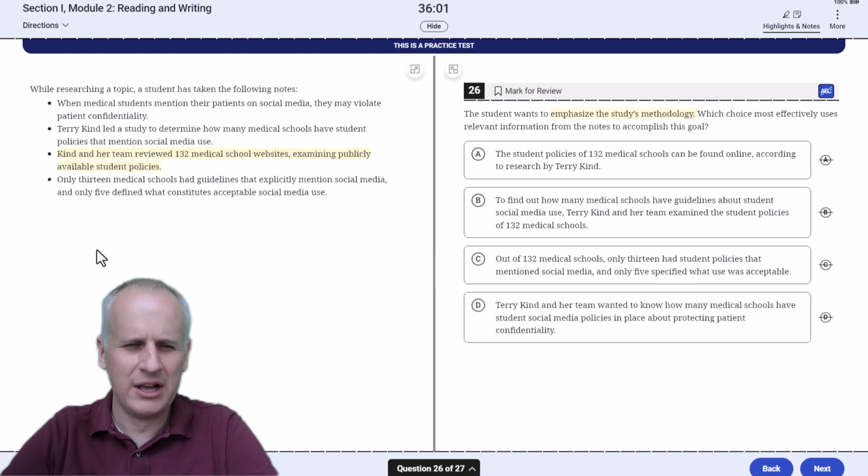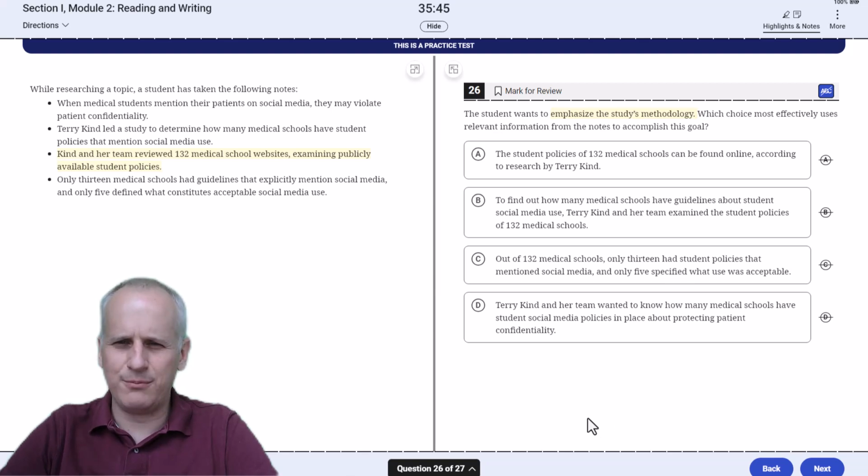And then the final bullet, only 13 medical schools had guidelines that explicitly mention social media, and only 5 defined what constitutes acceptable social media use. That's just the results, not the methodology. So we need an answer choice that really focuses on the third bullet that we highlighted.